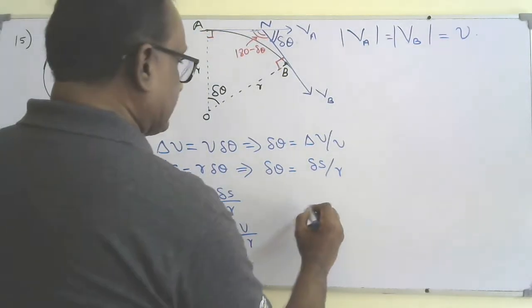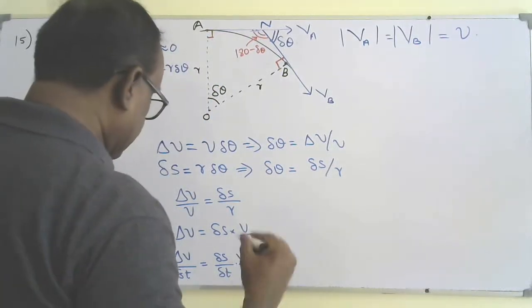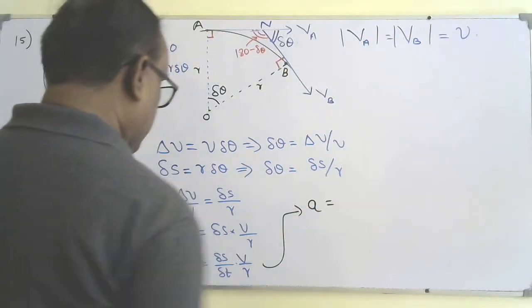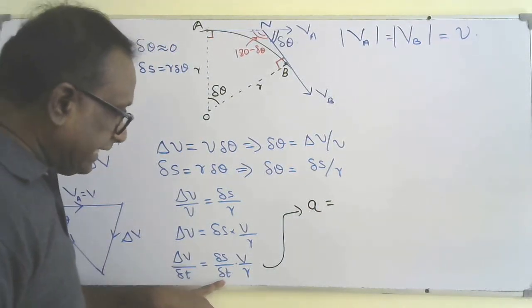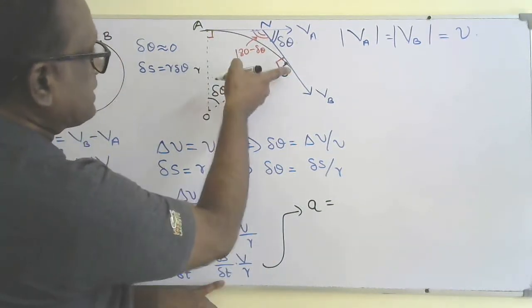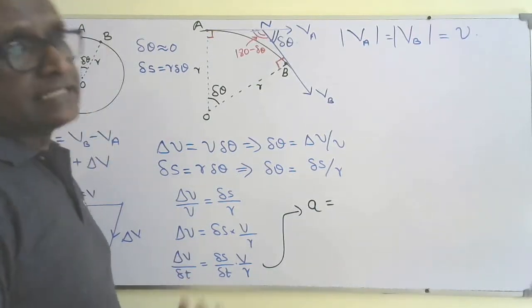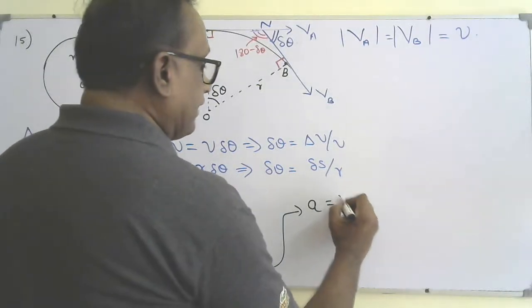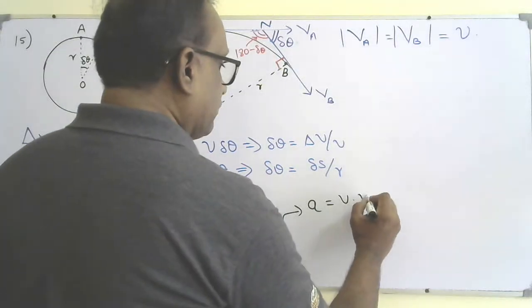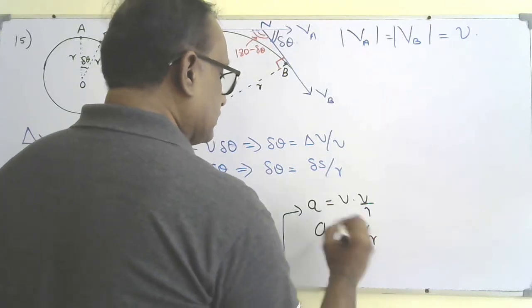So acceleration, delta V over delta T, I will continue here. Acceleration is equal to delta S over delta T, the time taken to travel from A to B. The distance is delta S, but they are very close points, so they are almost the same points. So the speed will be given by delta S over delta T, which is V, into V over R, that is V squared over R.